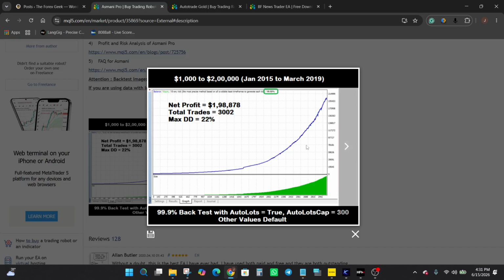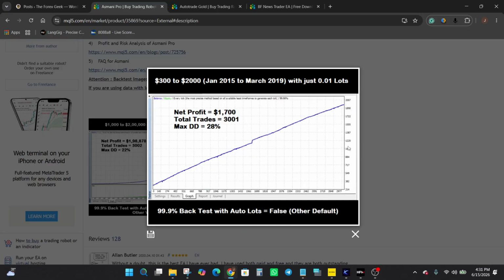So based on what I can see here from an initial deposit of $1,000, this shows January 2015 to March 2019. The EA seemed to have generated close to $200,000 in net profit. That should be about $198,878. Maximum drawdown 22%, total trades 3,002.